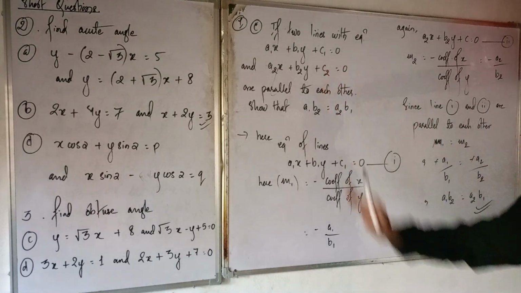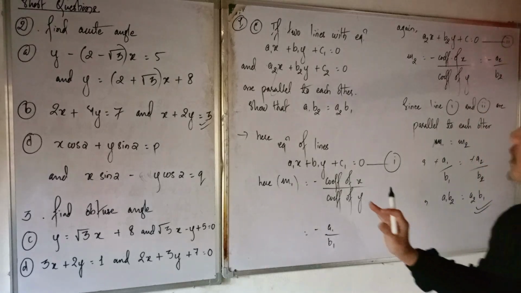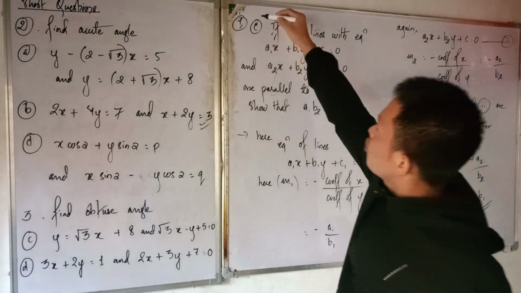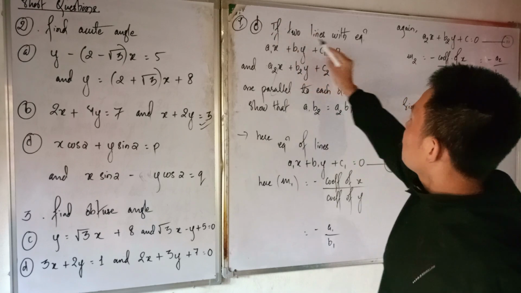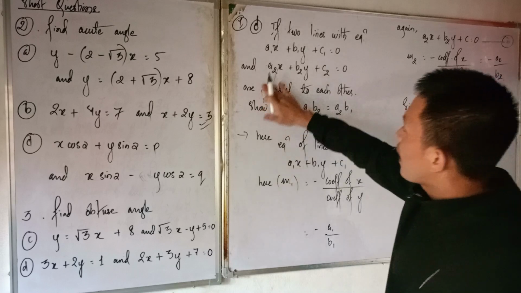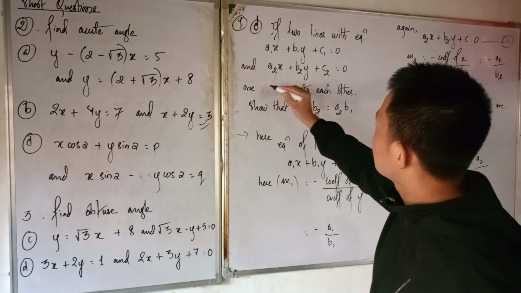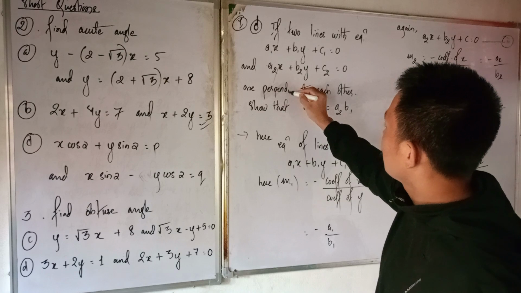So let's go into number 1D. In 1D, there will be a slight modification in the problem. If two lines with the same equations are now, instead of parallel, perpendicular.